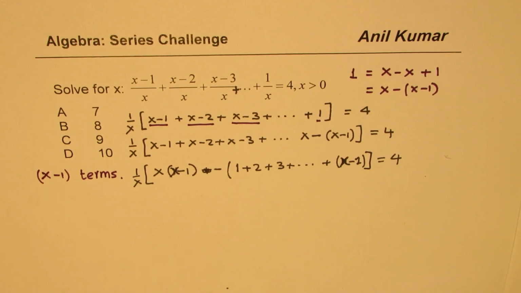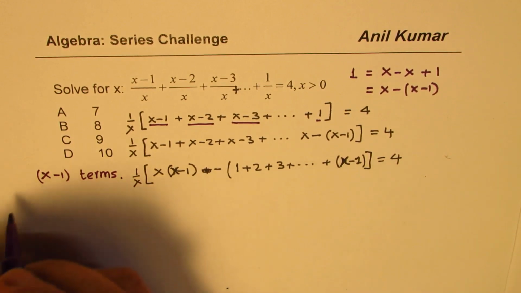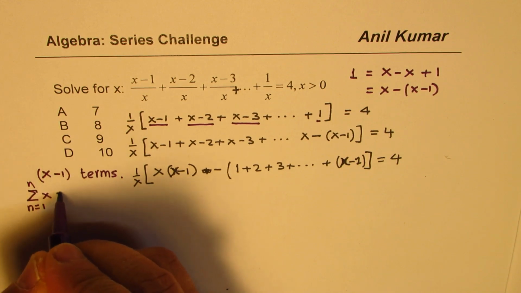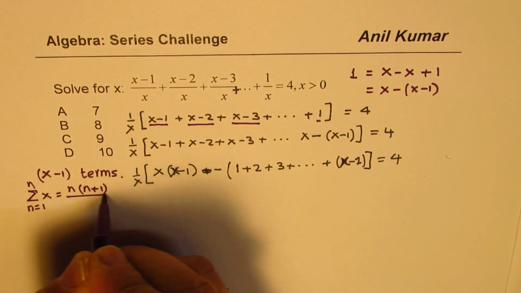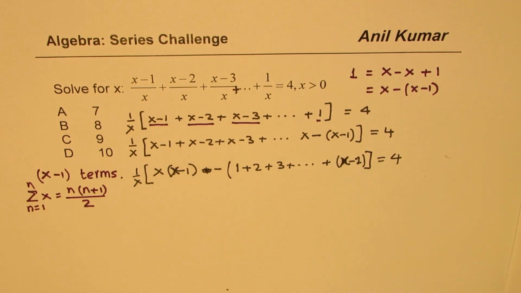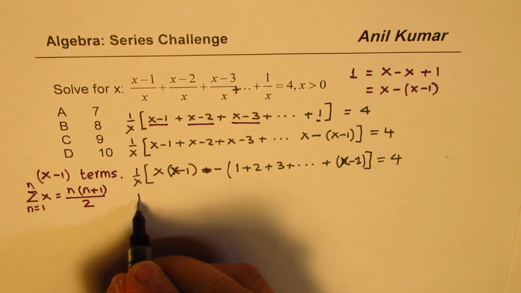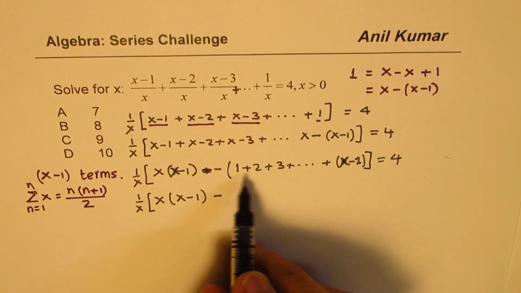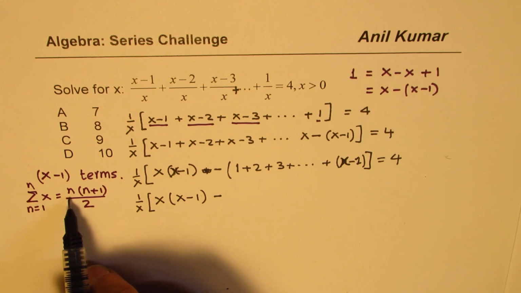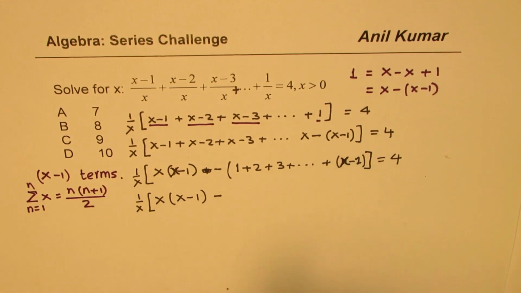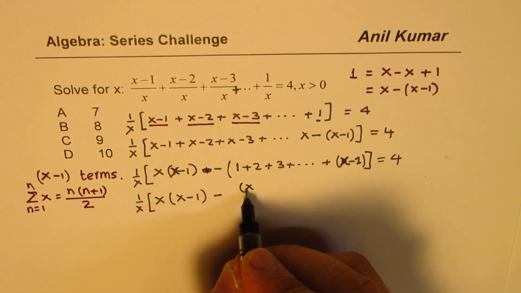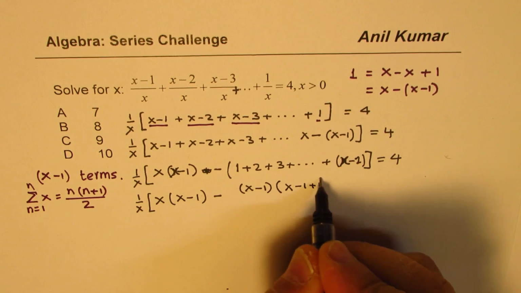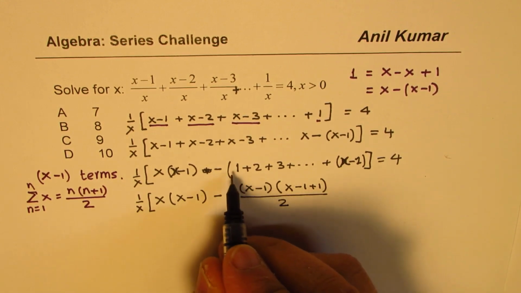Now what is the sum of this series? It is the sum of natural numbers, right? You know, the sum of natural numbers from 1 to n is given to you as n times n plus 1 divided by 2. So you could use this formula to move forward and find the sum of this particular series. So what we get here is 1 over x times x minus 1 minus all this is n, the number of terms, times n plus 1. So the number of terms are x minus 1, so we have x minus 1 times number of terms plus 1, which is x, x minus 1 plus 1 you could write, divided by 2. So that is the sum of all this.